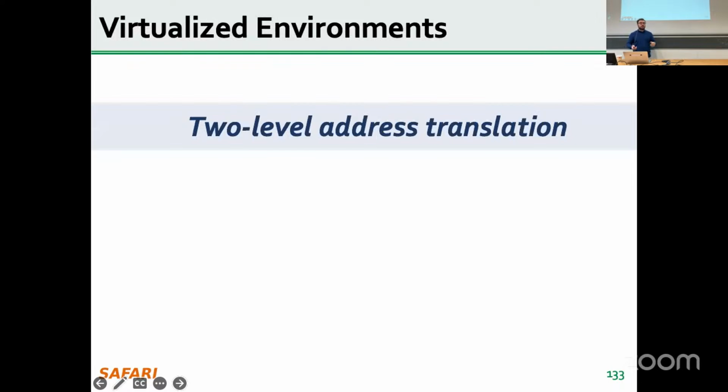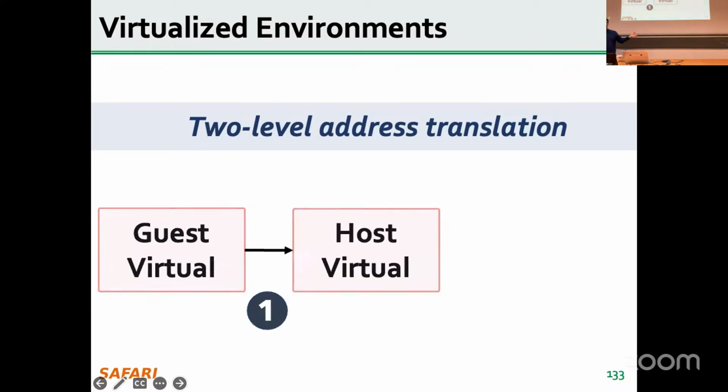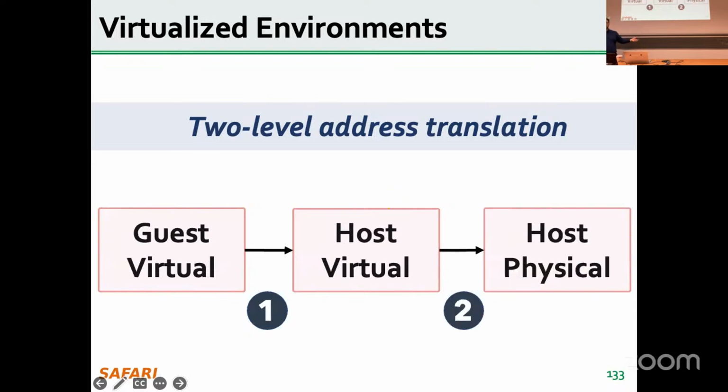We also employed Victima in virtualized environments where we need to do a two-level address translation. We have a guest virtual address, which is running on the host machine, and the host machine is using virtual addresses which need to correspond to the host physical addresses. So we have two levels of address translation.